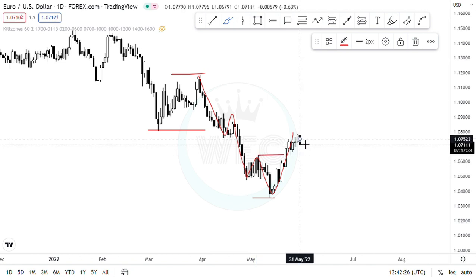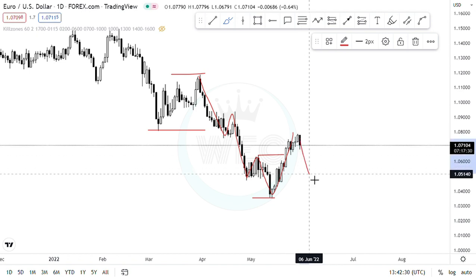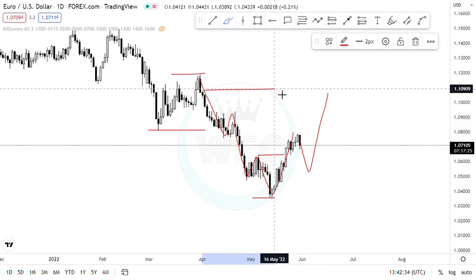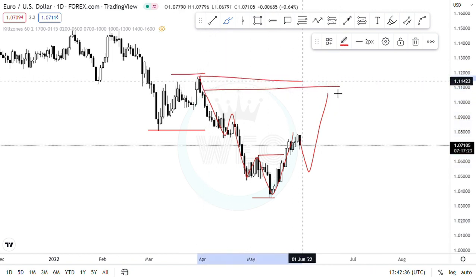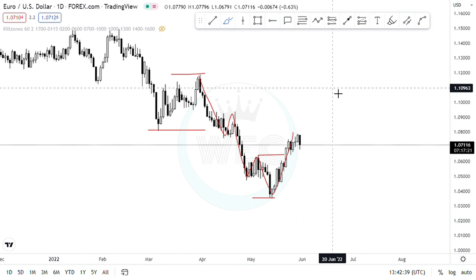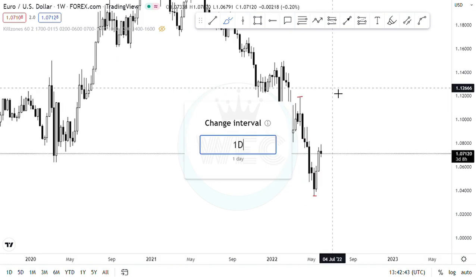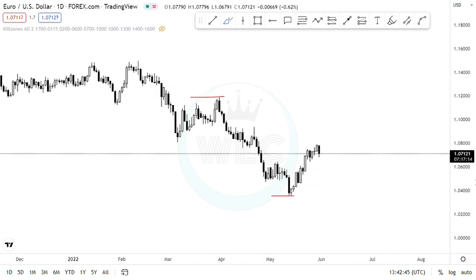What does it tell you? It tells you that price will probably be making retracements into weekly supply levels, where we can look for sales if this weekly supply level decides to hold. So that is what we have on the daily and on the weekly as well. Weekly we are bearish, daily we are bullish with that break of structure.